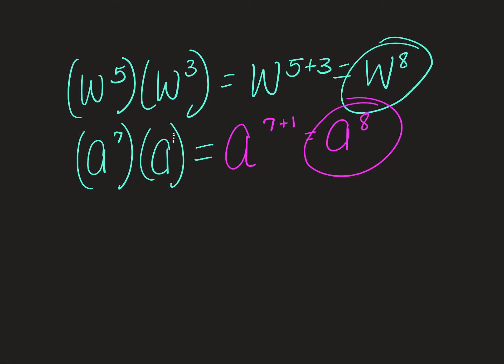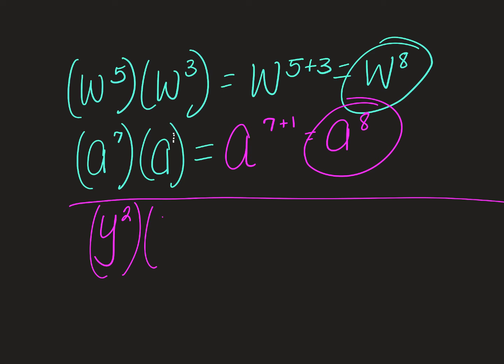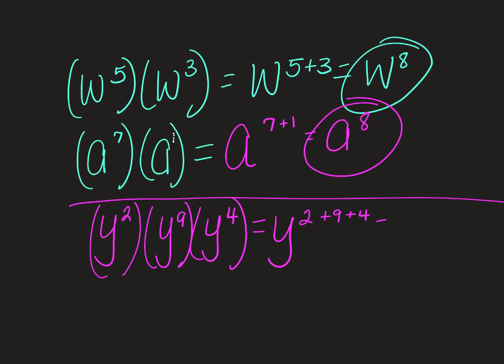Now, let's practice some more multiplying here, okay? I think we're going to stay with multiplication. So y squared times y to the 9th times y to the 4th. What would I do, Bear? It'd be y to the 2 plus 9 plus 4. So what's my answer, bud? Two plus 9 plus 4 is 15. That's my answer. You're adding those together, okay?